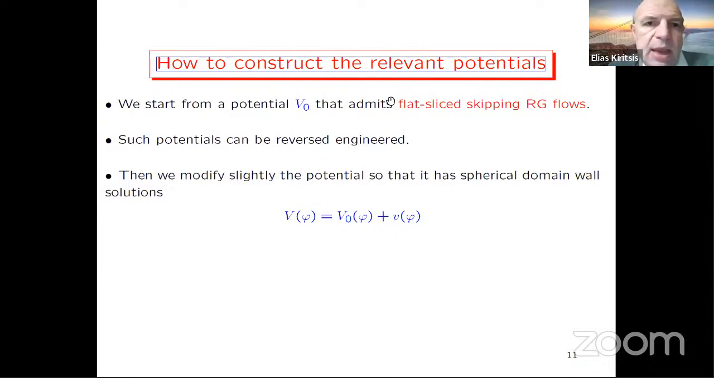flows, if you wish? And the strategy we have is that we can start with a potential which admits flat slice skipping RG flows, that is RG flows that skip with flat slices. And this is easy to do because you can reverse engineer it. And already, I think Valerie, from what I remember, and some of his students have done similar solutions. And then you take this potential and modify it in a specific way so that you can generate a potential that has spherical domain walls by adding a small correction which modifies it slightly.